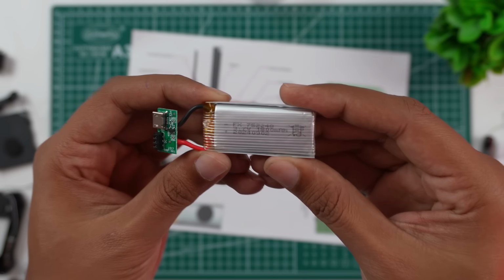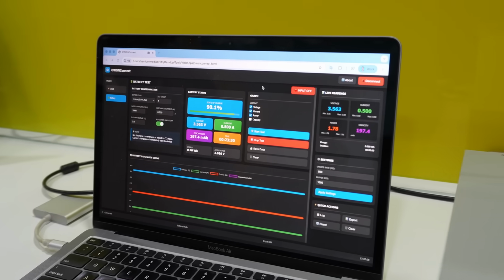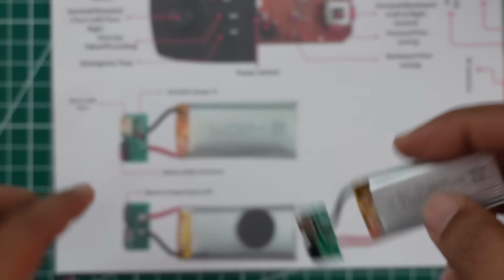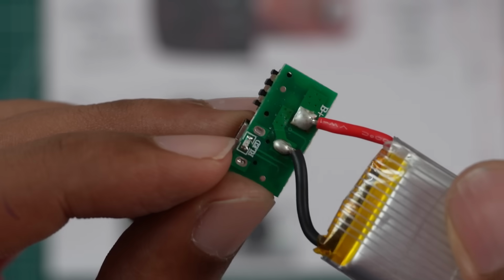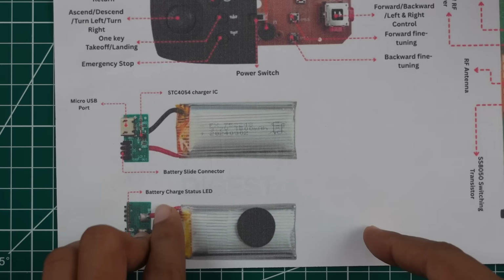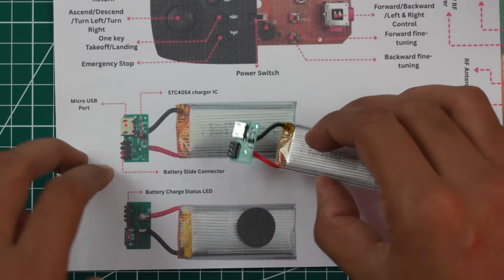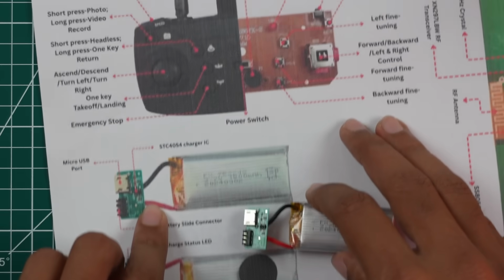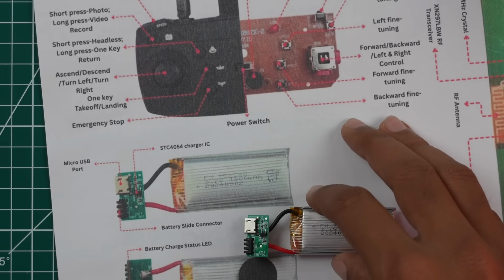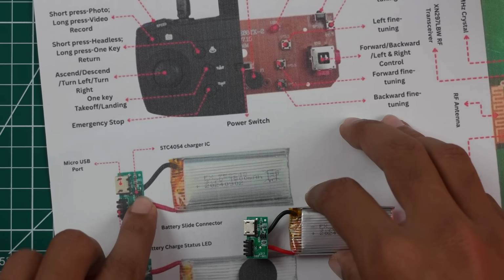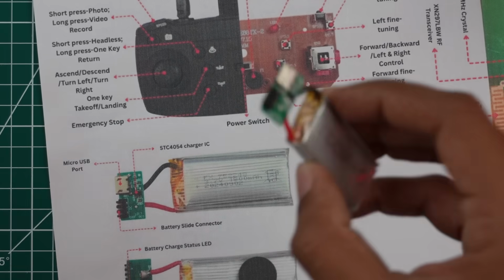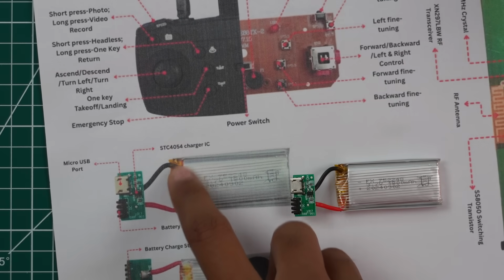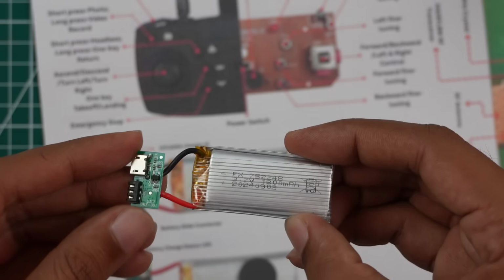The actual capacity is less than 1000 mAh, which we tested using our DC load machine earlier. Taking a closer look at the board, you can see there are only a few components, all of which are marked over here. On the back side, we have a normal LED, which is used to indicate the battery charging status. And on the front side, we have the micro USB port, the battery slide connector, and then only one IC, which is the STC4054 single battery charging IC from ST Microelectronics. Now I'm not very sure if it is from ST itself, because for this cost it is most likely a clone, but the footprint and everything matches that of the STC4054 IC. So yeah, the battery part is pretty simple.